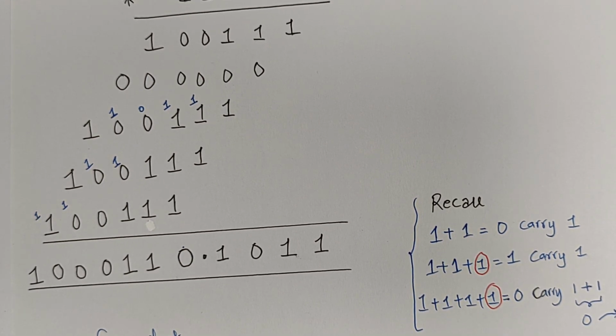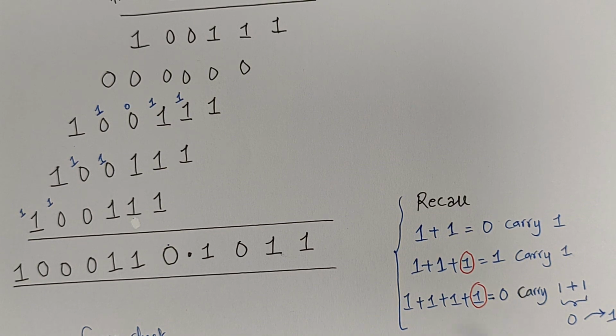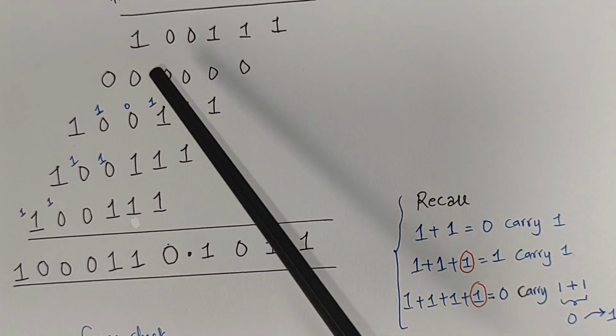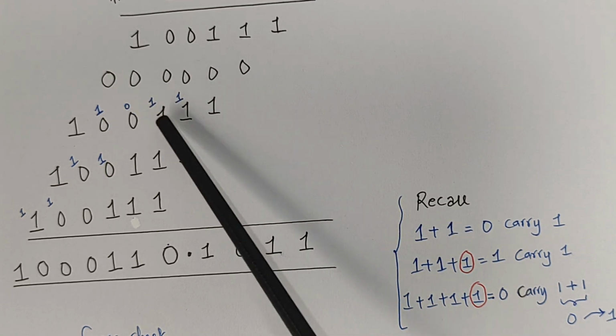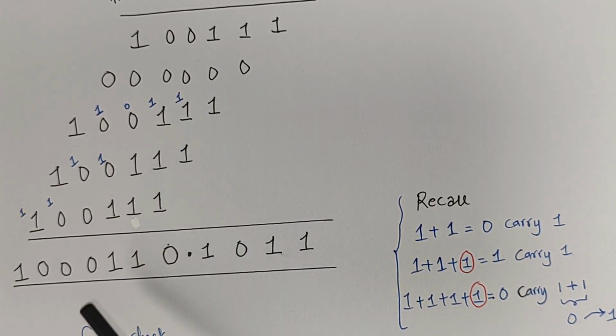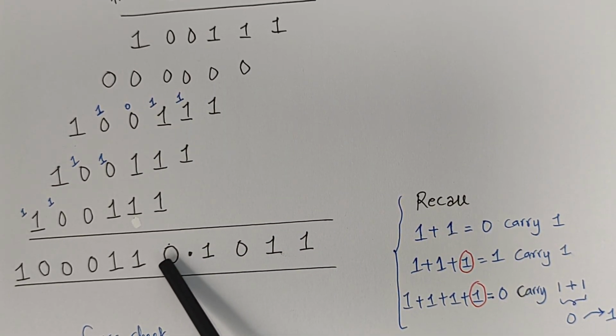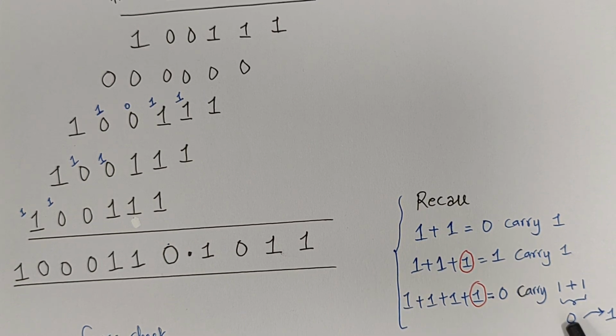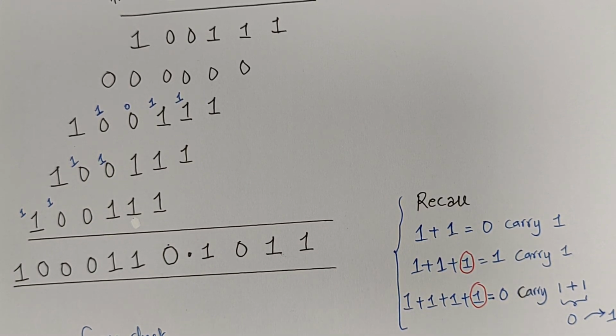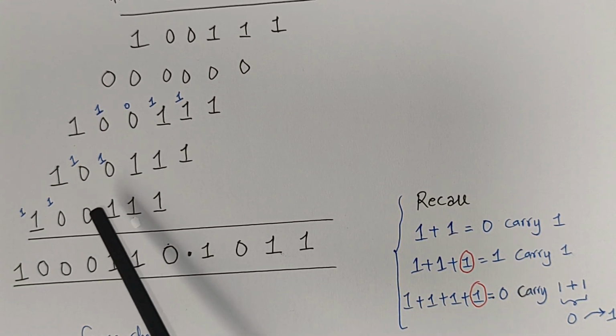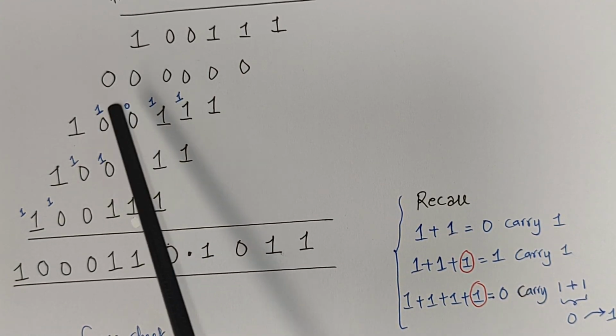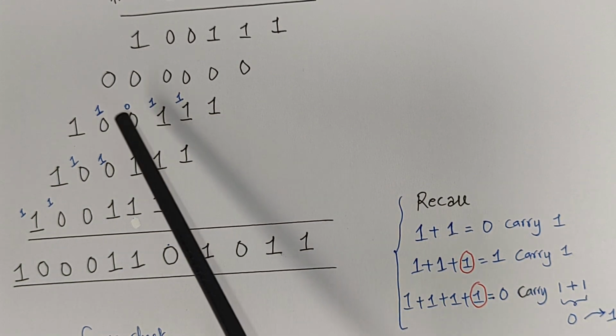That means this carry 1 will be the second next digit. So how do we apply this? Come down here. Where we have 1 plus 1 plus 1 plus 1, it's going to be 0, carry 1. So this 1, we are going to put it here, and this 0 is what we have here.